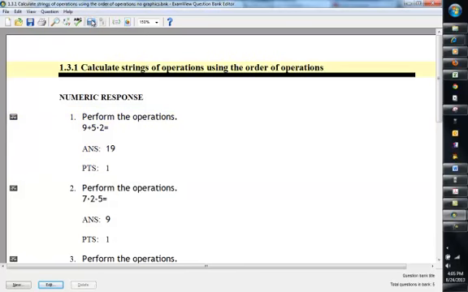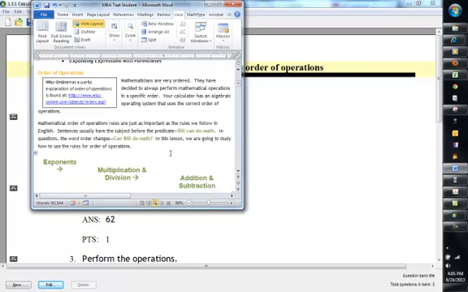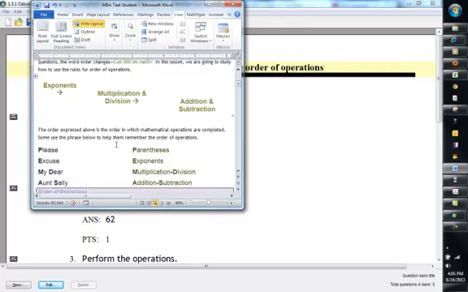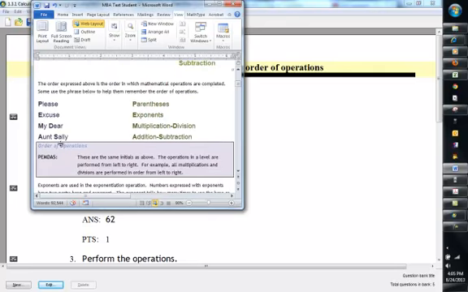When we are working with strings of operations, it's important that we note the order in which we do the operations. Our textbook gives the order of operations. There's a nice online learning object found there, but it gives the order of operations using either PEMDAS or please excuse my dear Aunt Sally. Parentheses first, exponents second, multiplication and division third, and then addition and subtraction last.